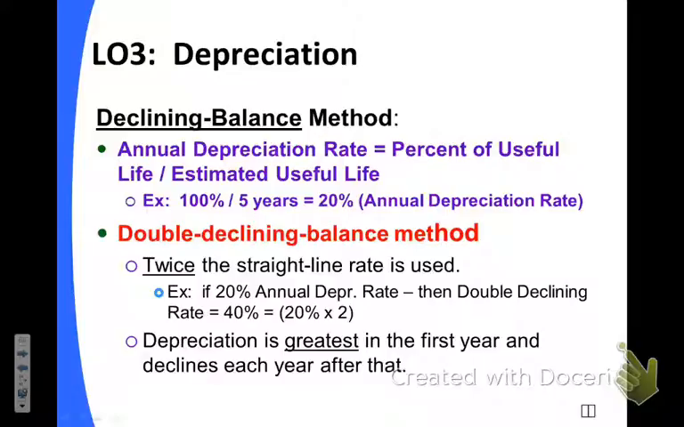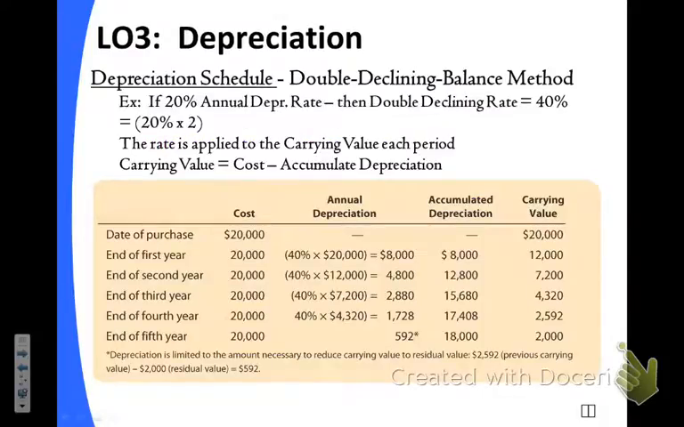Again, in this method, the depreciation is going to be greatest in the early years and decline thereafter. So the depreciation schedule for an asset using the double declining balance method with a 5-year useful life means we're declining at a 40% rate, and the rate is applied to the carrying value. The table looks slightly different from what we've looked at for the production and straight line methods. We take the cost in the first year, and the cost is the carrying value in the first year.